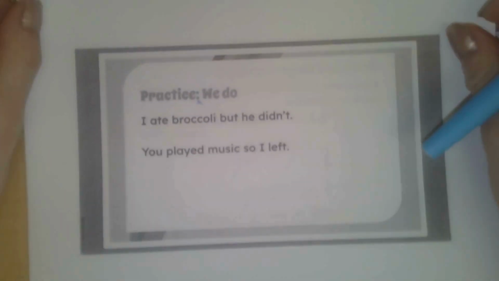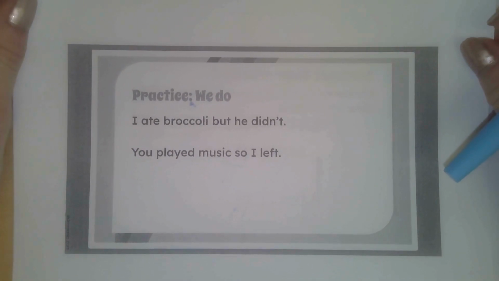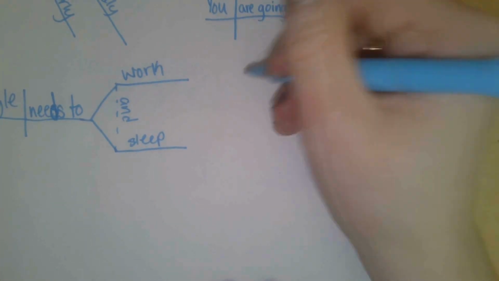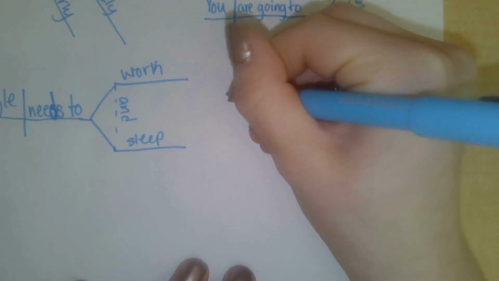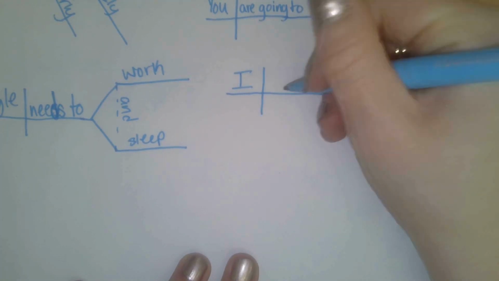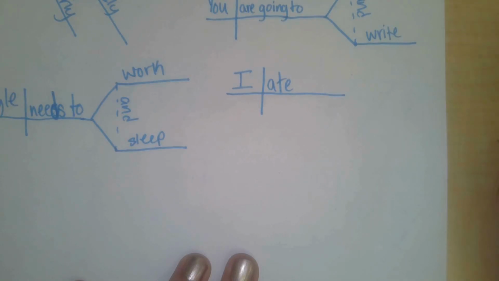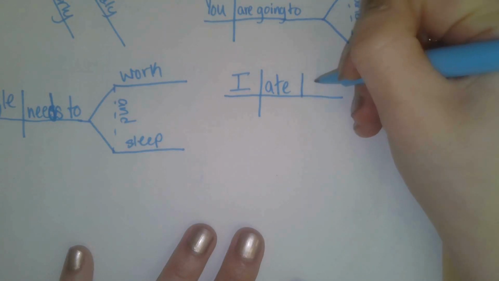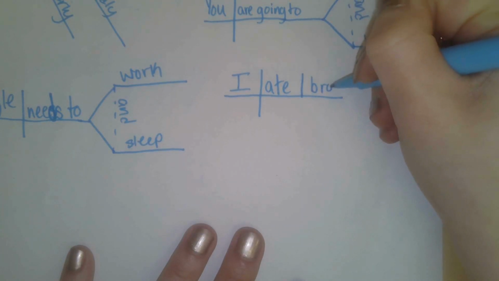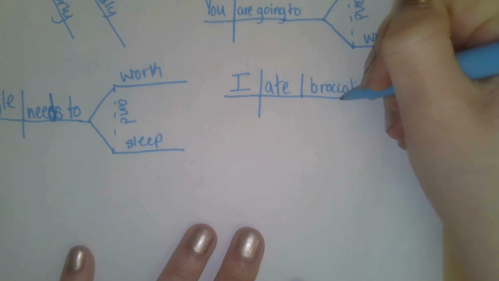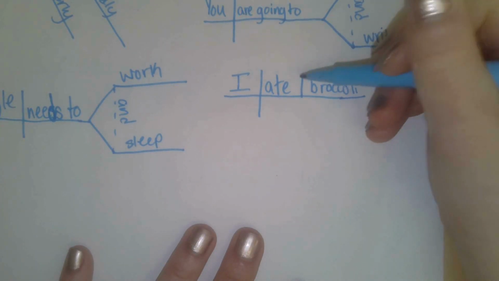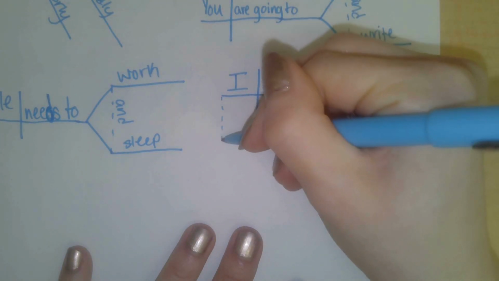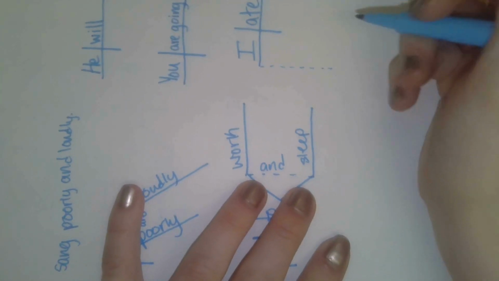For our examples, I ate broccoli, but he didn't. And you played music, so I left. Start with the first one. I is our subject. Ate. What did I do? I ate something. And broccoli. That's a direct object, going back to direct objects. It's the thing being eaten. So we do our half line that stops at the horizontal line. Then we're going to do our dots down, put our conjunction on there.